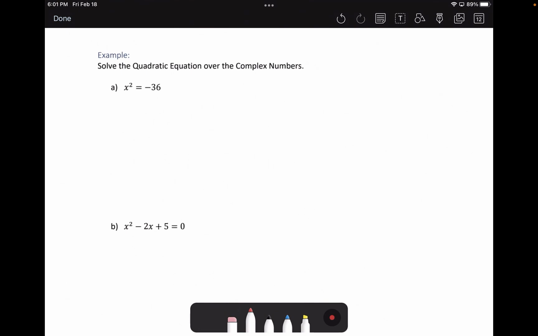Next, we'll solve quadratic equations over the complex numbers. The easiest way to solve this quadratic is with the square root method. Since the square is already by itself, we'll take the square root of both sides, leaving us with x equals plus or minus 6i.